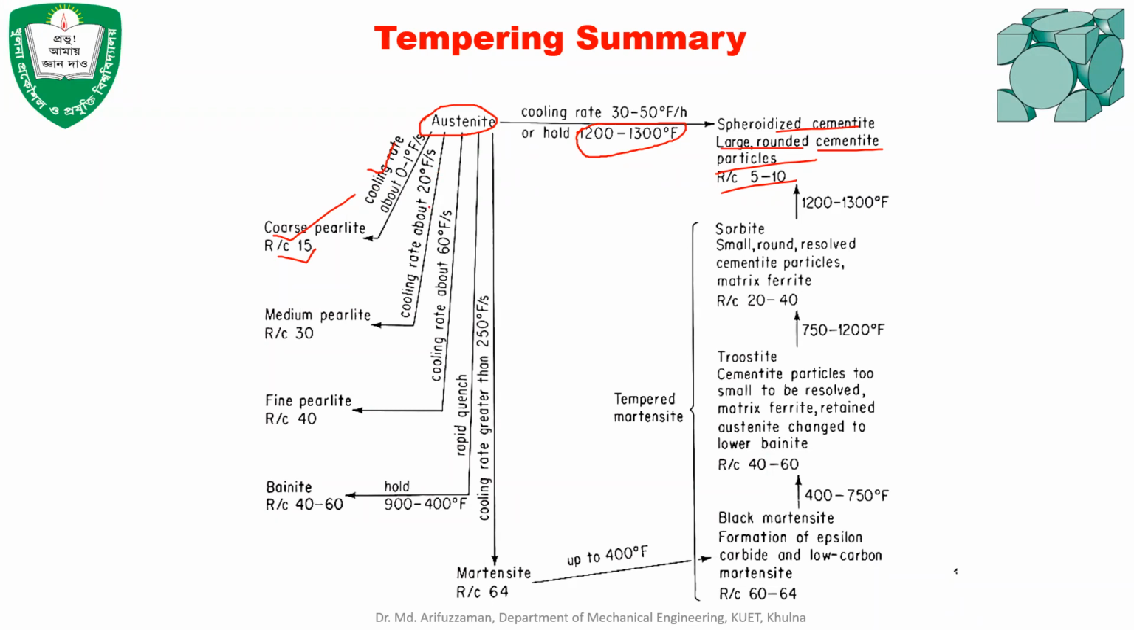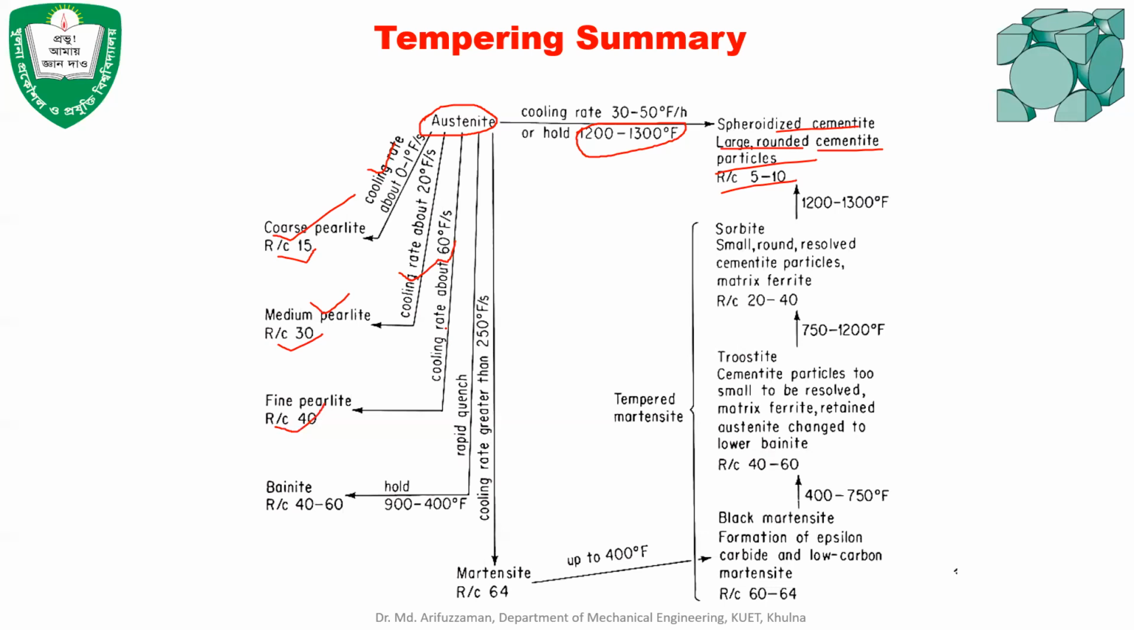Okay, this is let's say the annealing, and if you increase the cooling rate to 20 degrees Fahrenheit per second, then this is normalizing, and medium pearlite is produced. In this case, pearlite particles are smaller, and hardness is increased in the case of normalizing, at room temperature. And if you increase the cooling rate to like 60 degrees Fahrenheit per second, then fine pearlite is produced.